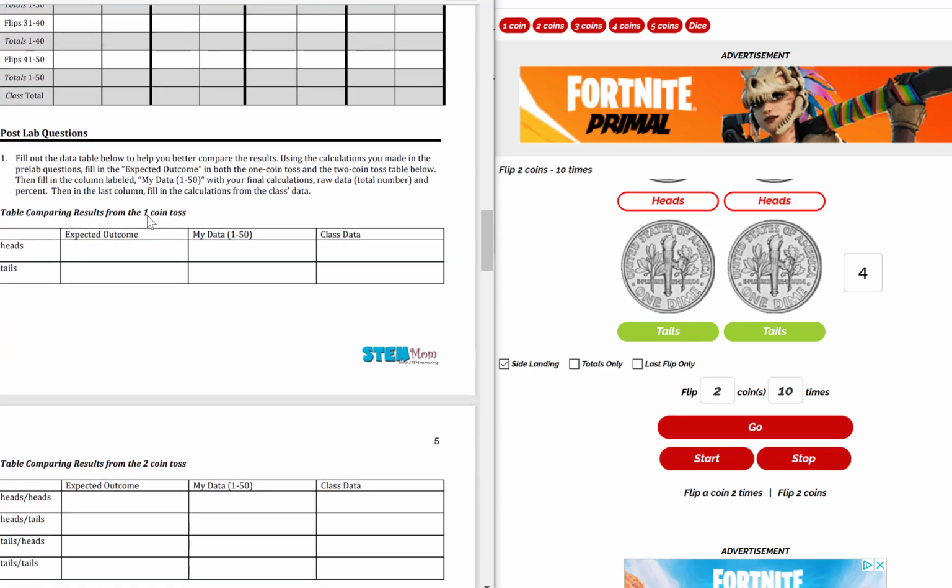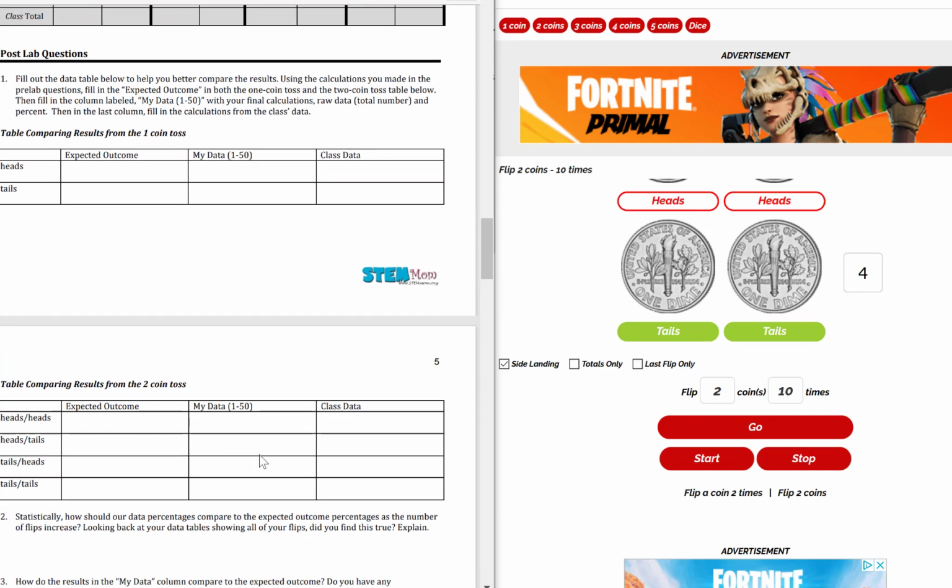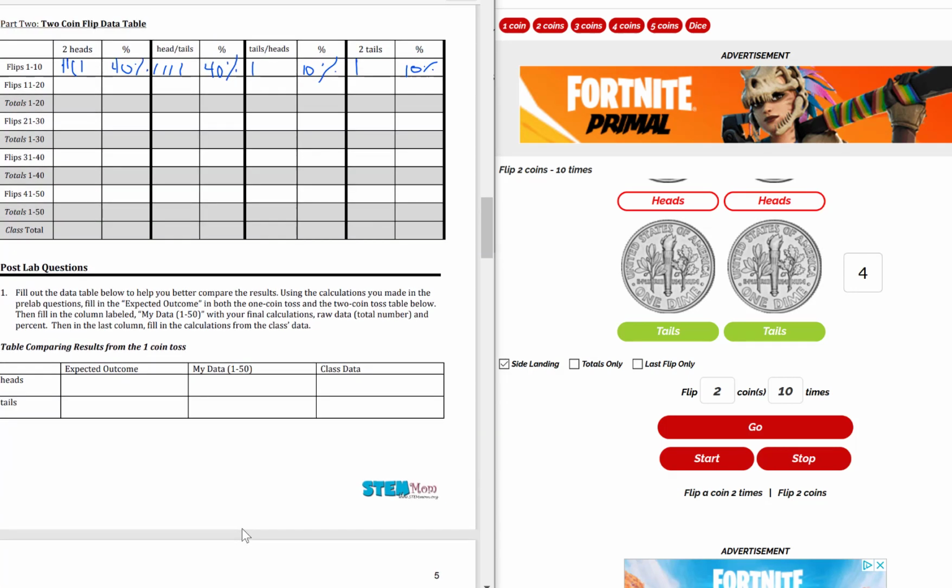Once you finish the 2 coin flip chart, then you have some post-lab questions that you need to answer. Remember, the expected outcome is like the classical probability, so you would fill that in for each case. Think about your sample space and what you would expect to have. Okay, and then my data, and this is for the 1 coin toss, so we will go back to the first chart to actually get this information filled in. And then here, this is for the 2 coin toss. This is what you would fill in for the expected outcome and the data, the one that we just looked at here for that first row.